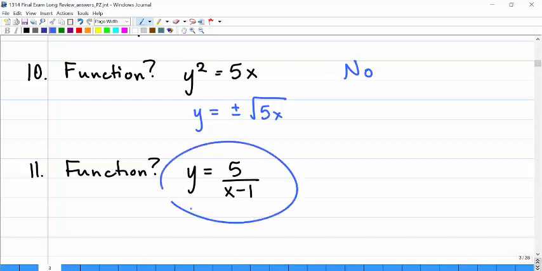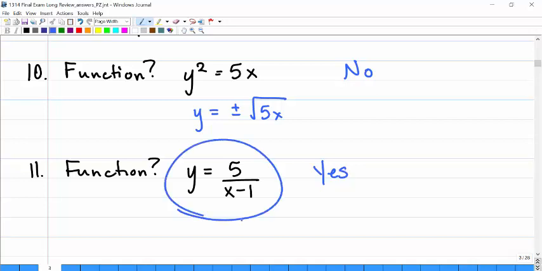Number 11, y equals 5 divided by x minus 1. That does represent y as a function of x. Again, you can solve for y explicitly in terms of x on number 11, so it is a function.